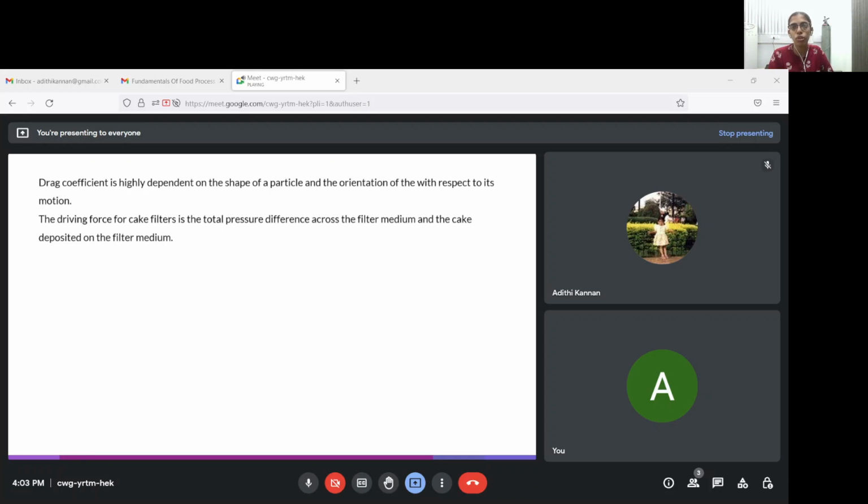Over time, you will have resistance from the filter medium and resistance from the cake. So you need to apply certain pressure across the filter medium as well as the cake to ensure that the liquid is flowing through the filter medium and getting filtered. So the driving force for the cake filters is the pressure difference across the filter medium through which you are filtering the material and the cake, that is the deposition on the filter medium. So the answer to this question is option B.